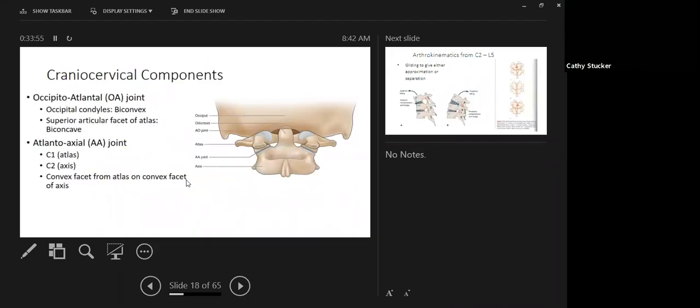Okay. The craniocervical components, the upper cervical components, are very different from the rest of the spine. So we kind of talk about them individually. We're talking about the occipital atlantal joint. This is biconvex. So both surfaces are curved toward each other, convex toward each other.